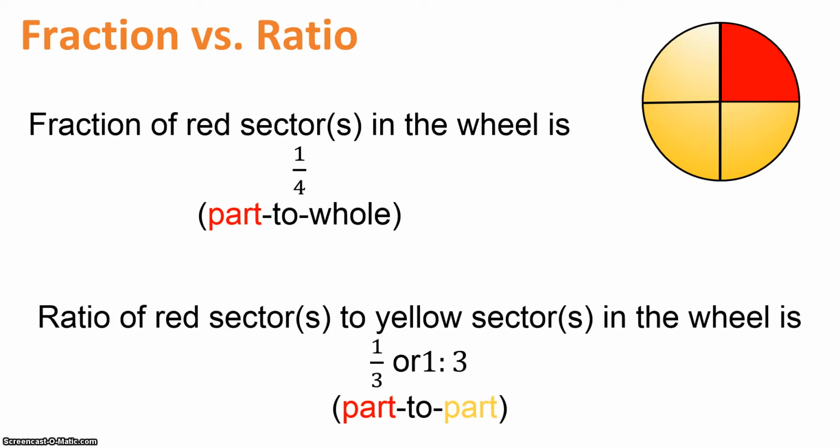On the other hand, we would say that the ratio of red sectors to yellow sectors in the wheel is 1 over 3 or 1 to 3. What that means is that there is 1 red sector on the wheel and 3 yellow sectors. This is a part-to-part relationship because we're comparing 2 different parts of the wheel, the red and yellow sectors.